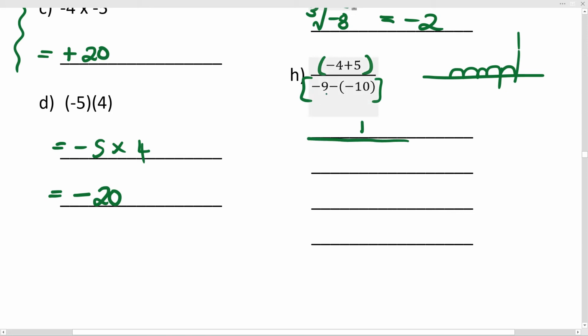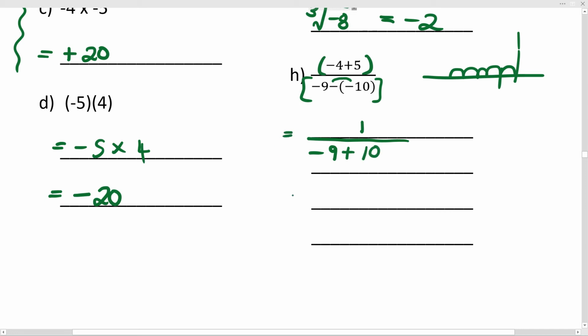This is a mess at the bottom. Let me just rewrite it for myself. -9 minus -10. What is that actually? Minus bracket, minus. Bracket means times. That's actually -9 as it was. Minus times a minus is a plus 10.